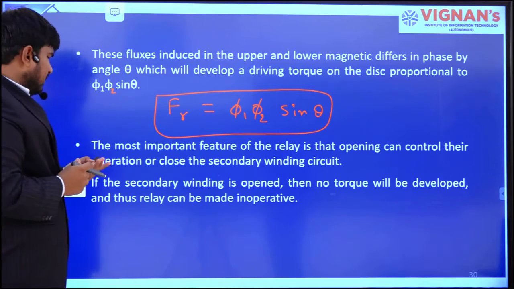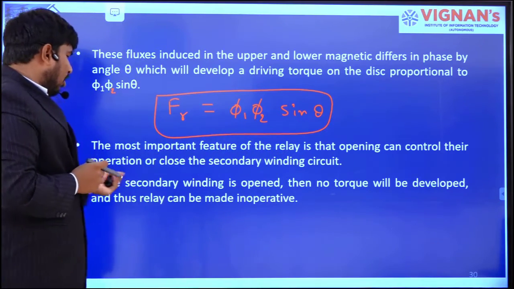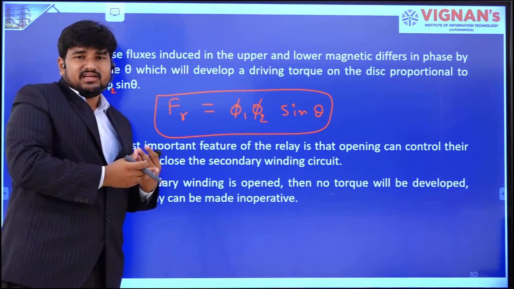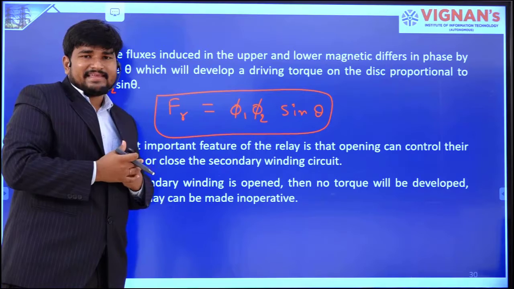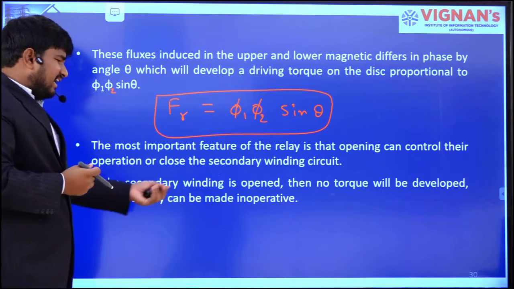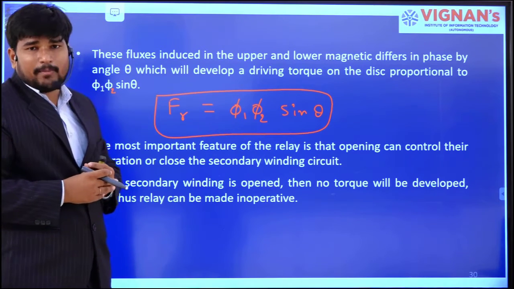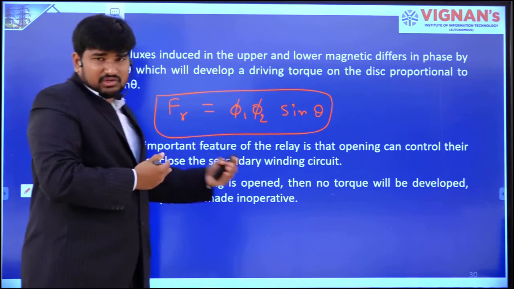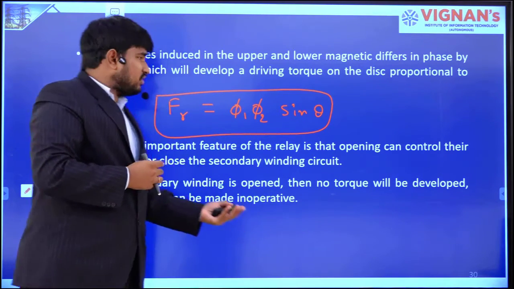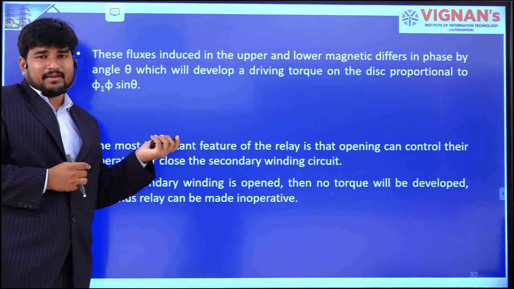And the most important feature of the relay is that opening or closing the secondary winding circuit can control its operation. As we have discussed, opening and closing of the secondary coil will give some additional features such as directional features. If the secondary winding is open, no torque will be developed, and thus the relay can be made inoperative. So it can be used to achieve directional features or any other features, right? So this is the operation of watt hour meter type induction relays.